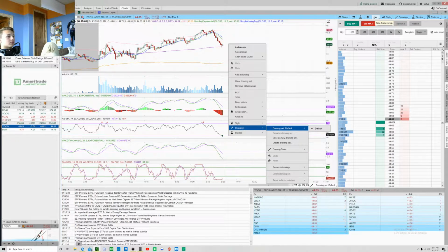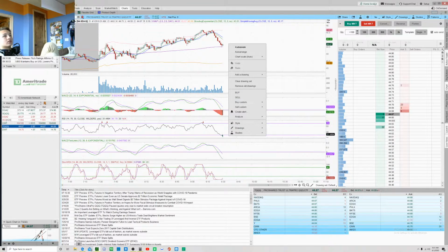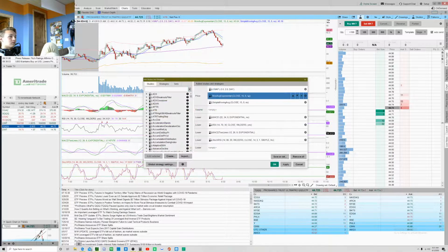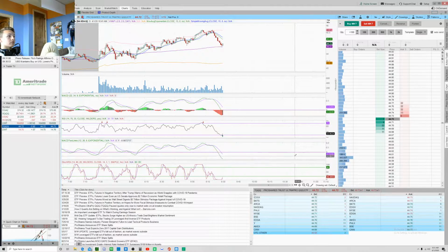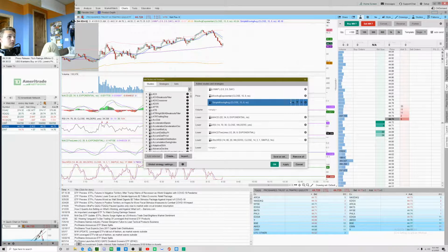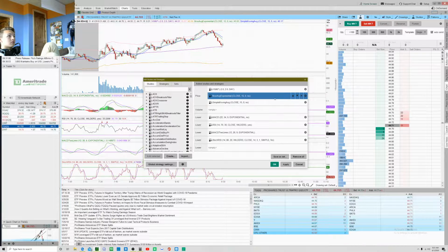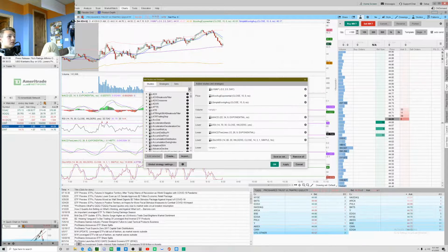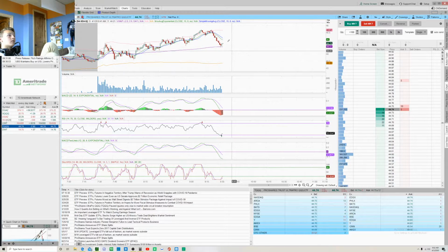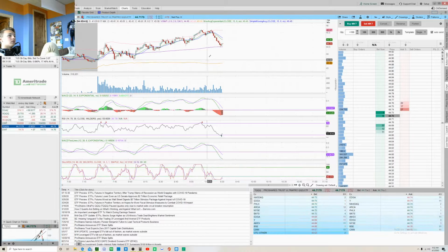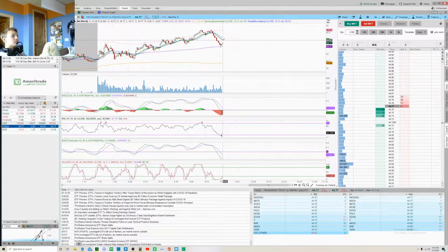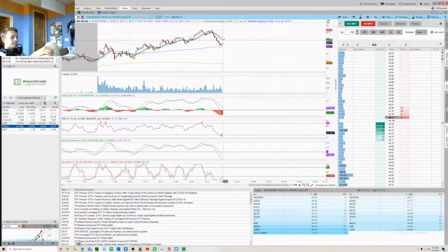So there's probably going to be some consolidation, but from the looks of it, it's probably going to do a bounce. Okay, whatever. It needs to confirm its direction by going above this simple moving average.